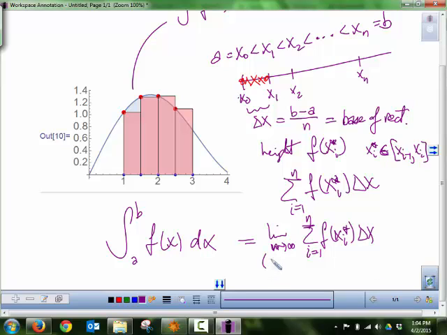Because as n goes to infinity, the size of the delta x's gets really small. So another way to describe this, and this is all equivalent, you could say the delta x equals 0. Or all those sizes are different. Sometimes they call it a partition or the mesh. And so the mesh goes to 0 is the same thing.